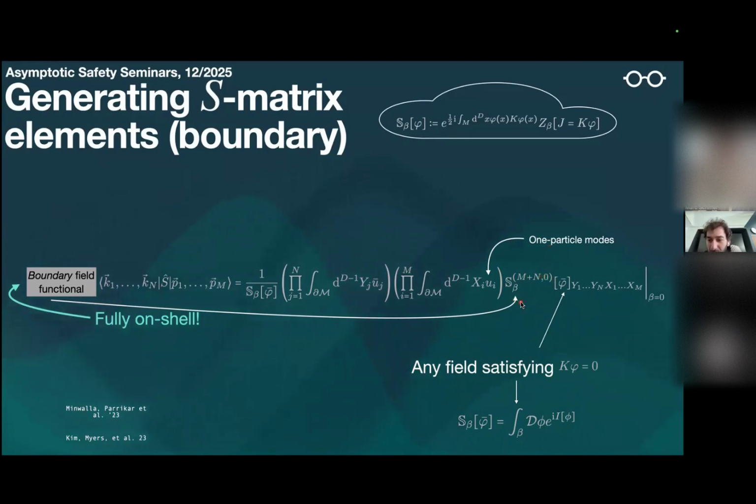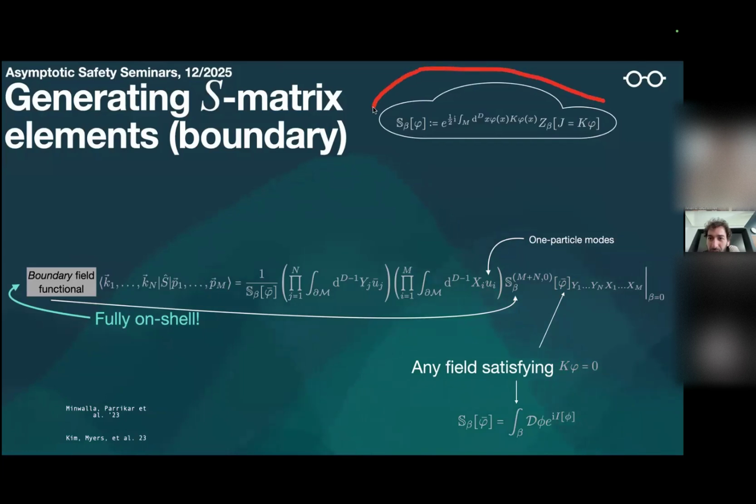So this is what I'm doing in here. I'm also evaluating this functional in some particular var phi, which is any field satisfying my classical free equations of motion. So the kinetic operator acting on var phi equals 0. This means that, in a sense, this functional doesn't really depend on var phi. And this can be seen as follows.